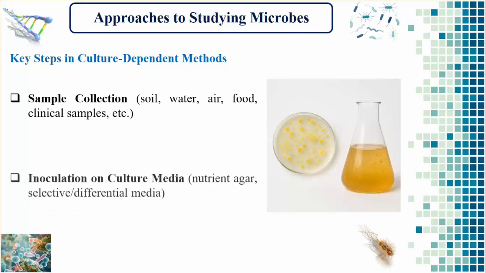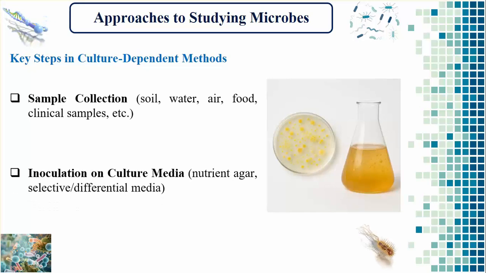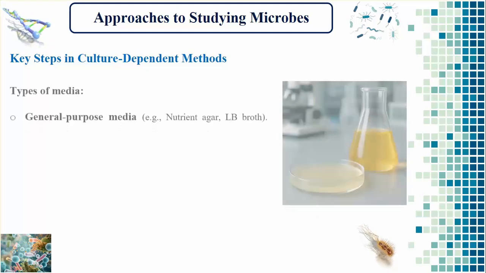The second step is inoculation on culture media. Inoculation simply means introducing microorganisms from the collected sample into a nutrient-rich culture medium that supports microbial growth. The sample is transferred onto or into the culture medium under controlled laboratory conditions, allowing microorganisms to grow and form visible colonies. Culture-dependent methods rely heavily on different types of nutrient media, each designed for specific purposes.